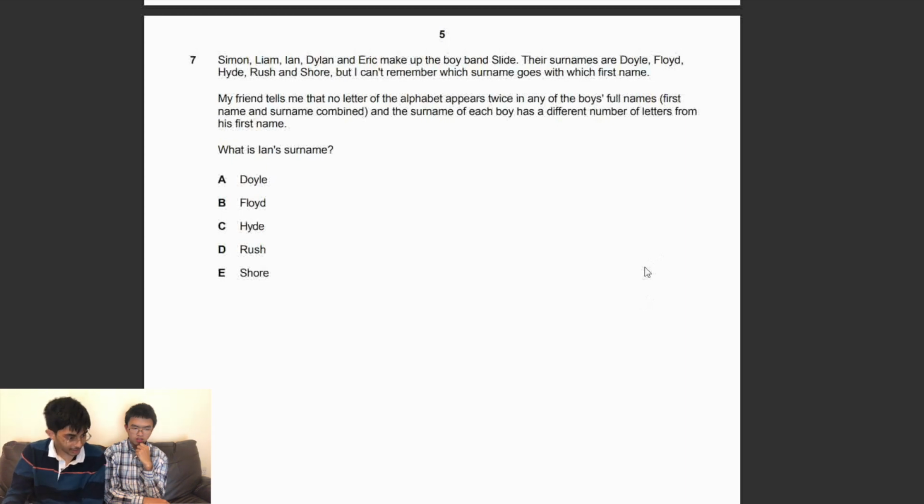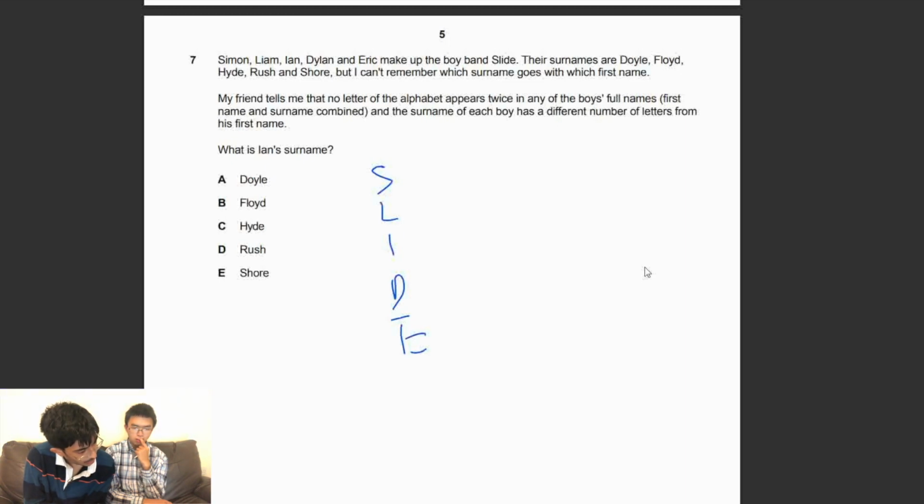Simon, Liam, Ian, Dylan, Eric make up the boy band Slide. Doyle, Floyd, Hyde, Rush, and Shaw. My friend tells me that no letter of the alphabet appears twice in the boys' full names. The surname of each one has a different number of letters from the first name. Okay, the pen. Okay, alright. S, L, I, D, E. No letter of the alphabet appears twice in the full names.